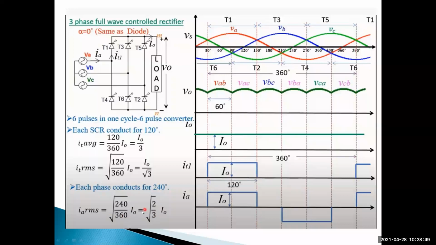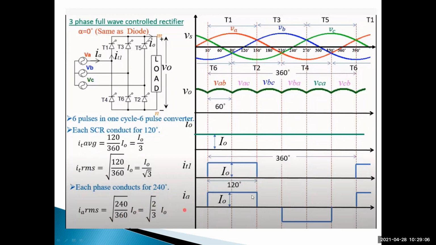I have already explained this concept of how to find the RMS value by using waveforms, in the semi-converter and full converter in a single phase system. Based on that concept, you can easily understand how to get the average and RMS values.